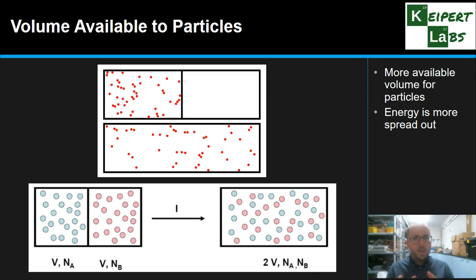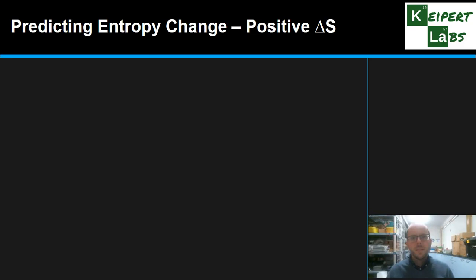The more spread out those particles can be, the more possible microstates that we have, so entropy increases. So for example, diffusion of gases, or dissolution of a solid into a solution, or mixing liquids together, this sort of thing is applying. So now we can have a look at, say, right, well, these are things that are going to increase entropy. They're going to have a positive delta S.